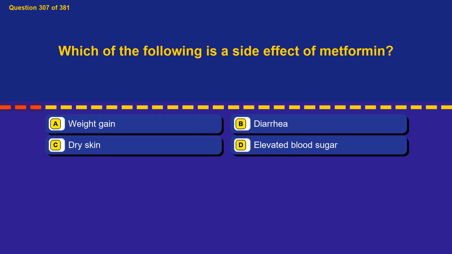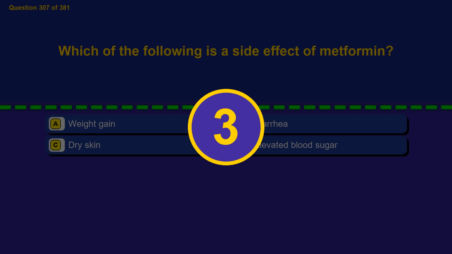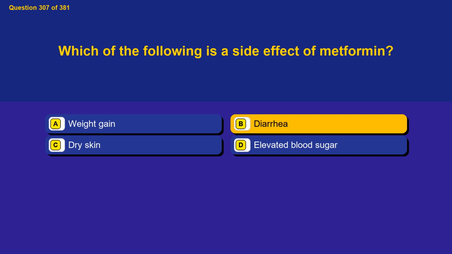Question 307. Which of the following is a side effect of metformin? Option A, weight gain. Option B, diarrhea. Option C, dry skin. Option D, elevated blood sugar. The correct answer is option B, diarrhea.